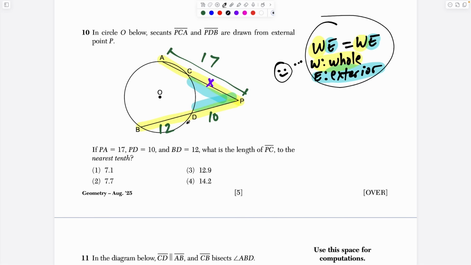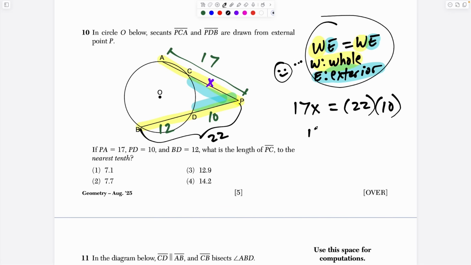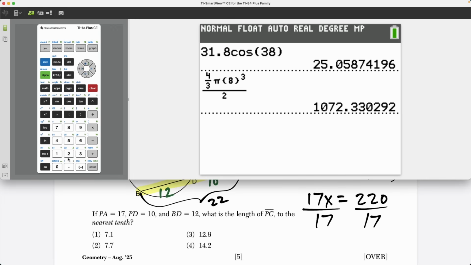So let's go ahead and just set this up. For the first part here, see how the whole segment is 17, and the exterior piece is X. So it's 17 times X, and for that I could just say 17X. So let me go ahead and write 17 times X equals. Now over here, the whole segment, if I were to find the whole thing, I would add 12 and 10 to get 22. So I'd have 22 times the exterior segment, which is 10. Now I have 17X equals 22 times 10, which is 220. I just divide both sides by 17. So now we could just type this in, 220 divided by 17.